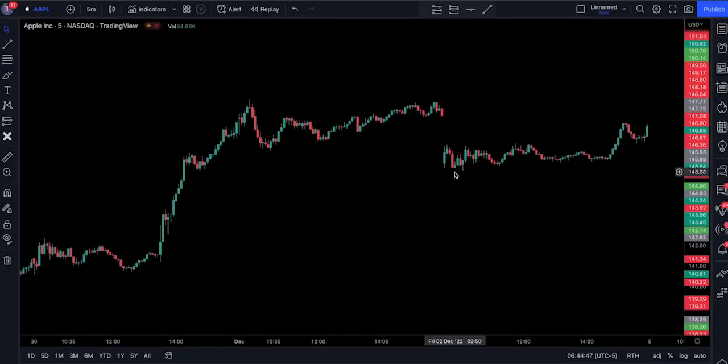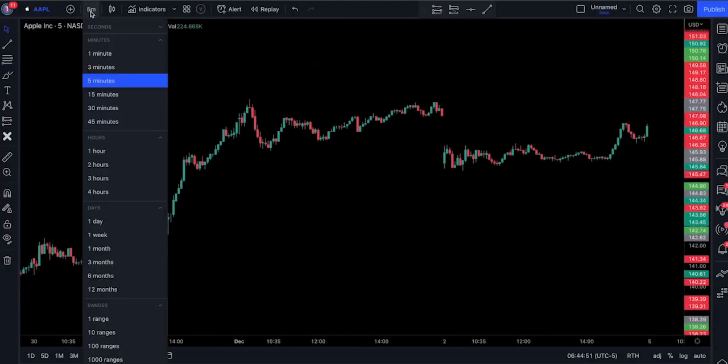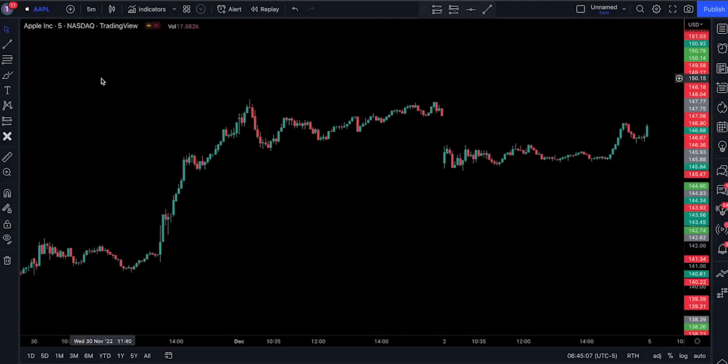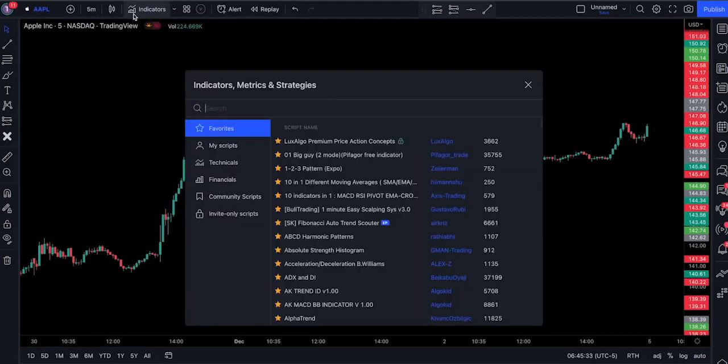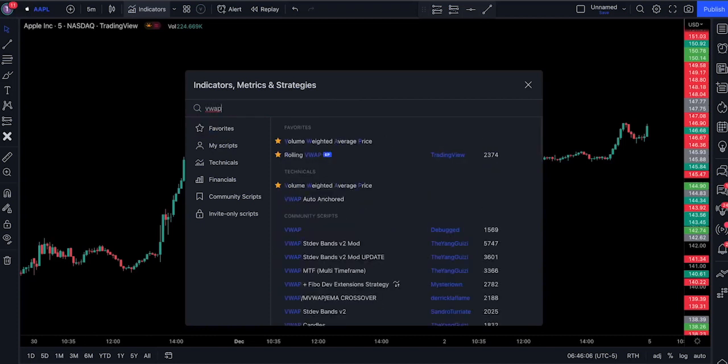First of all, open the tradingview.com and set the time frame to 5 minutes. Then click on the indicators tab. Now you're going to need to add 3 indicators to the chart. So for the first indicator, search for volume weighted average price and select this indicator that you see on the technicals.